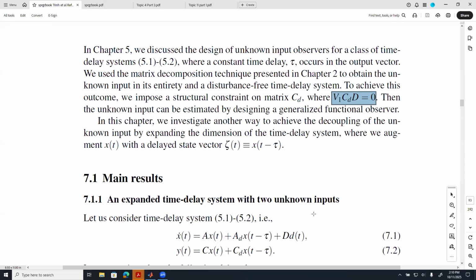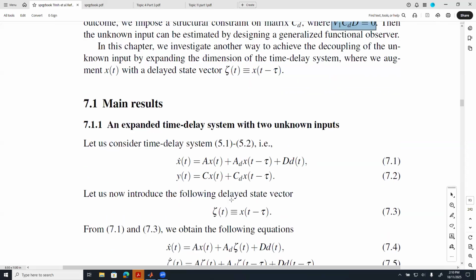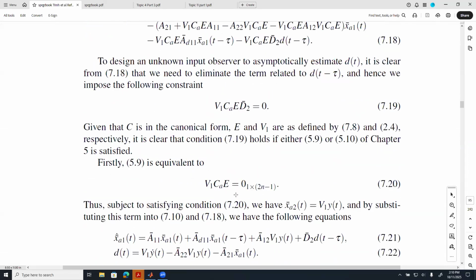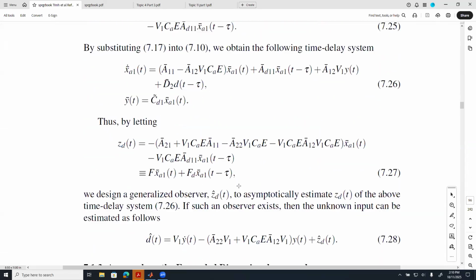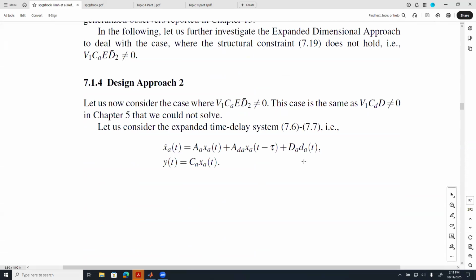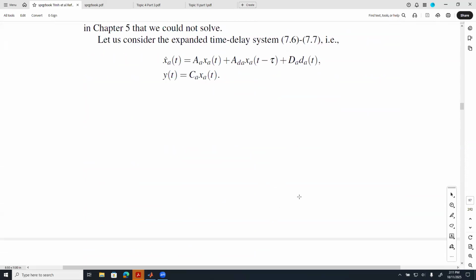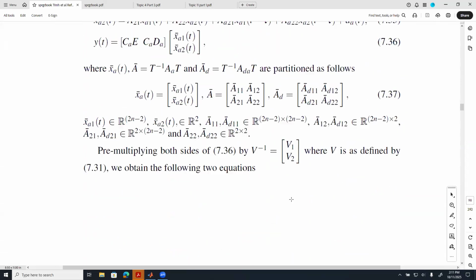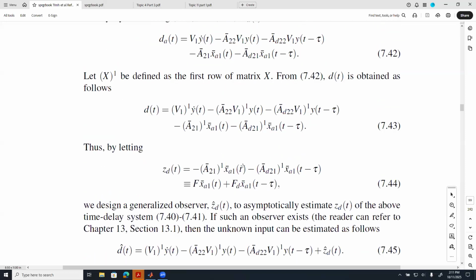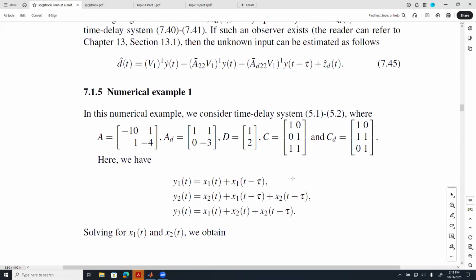So that's the price to be paid, and depending on the circumstances and practical realization of it, we can either pick this expanded dimensional approach, or if the constraint on CD is satisfied, then we don't need to use it. There's no need to employ first derivatives of two output measurements. Okay, so basically we're giving the designer more options to go about designing an unknown input observer to asymptotically estimate the unknown input. And so this is where we take an example.